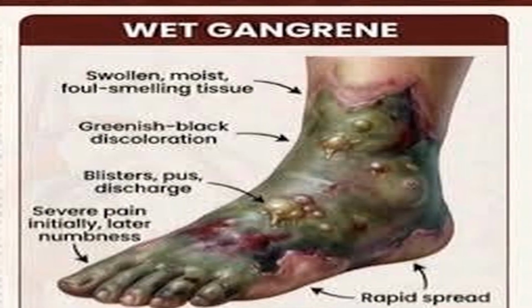Let's look at the picture here. Swollen, moist, foul-smelling tissue is formed. Blisters with discharge are formed, and there is severe pain initially, later numbness. So here, there is no clear line of demarcation between the part that has gangrene and the normal area. So this is what we call wet gangrene. It is a type of liquefactive necrosis.